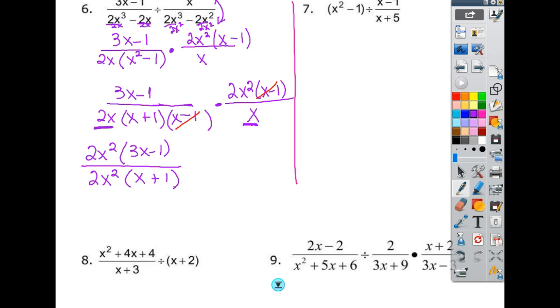So what actually happened to the 2x squareds? They're going to cancel out too. It just wasn't as noticeable up here in this part of the problem, was it? We just didn't notice it until we kind of started putting it back together. So our final answer is 3x minus 1 over x plus 1.